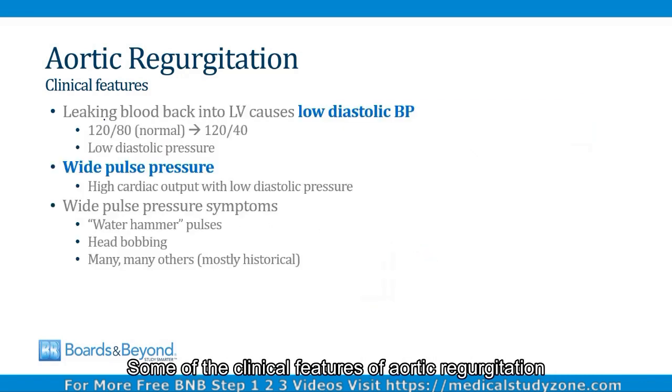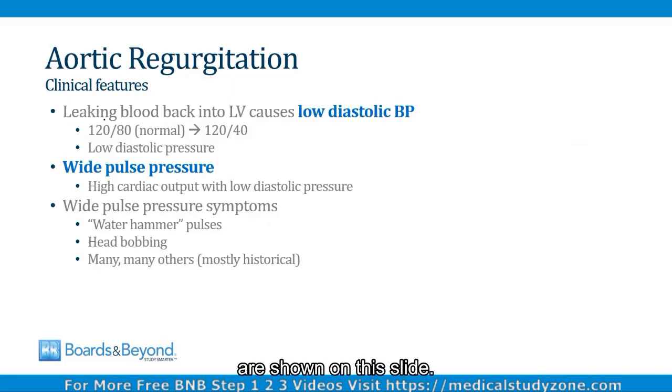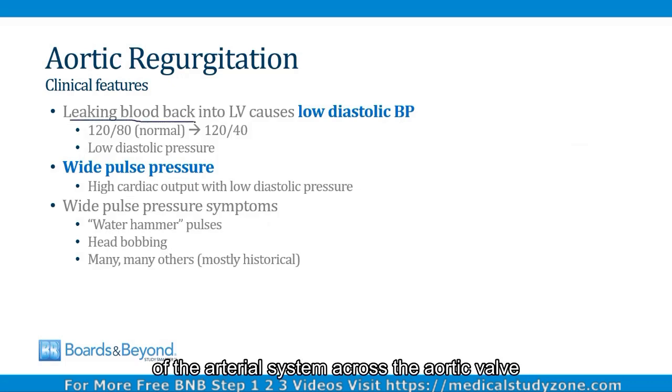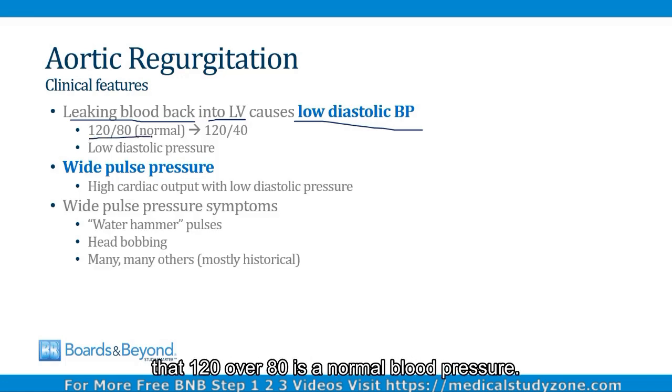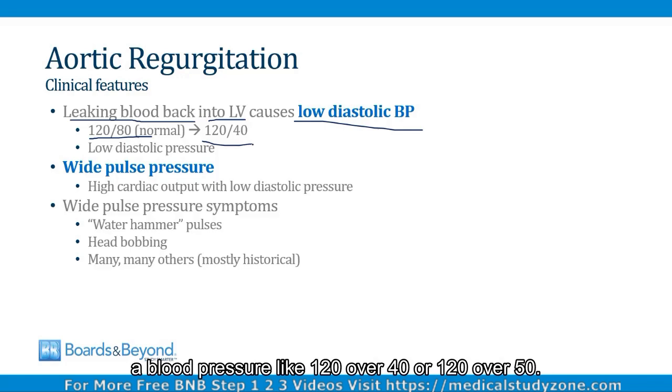Some of the clinical features of aortic regurgitation are shown on this slide. These patients have blood that leaks out of the arterial system across the aortic valve and back into the left ventricle during diastole. This causes the diastolic blood pressure to fall, and it can become very low. So a low diastolic blood pressure is a hallmark of aortic regurgitation. For example, you may know that 120 over 80 is a normal blood pressure. A patient with aortic regurgitation could have a blood pressure like 120 over 40 or 120 over 50.